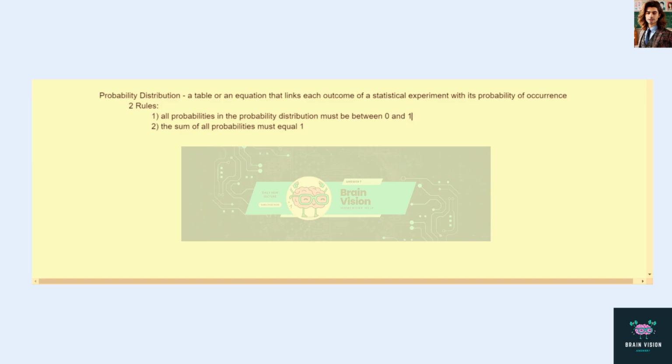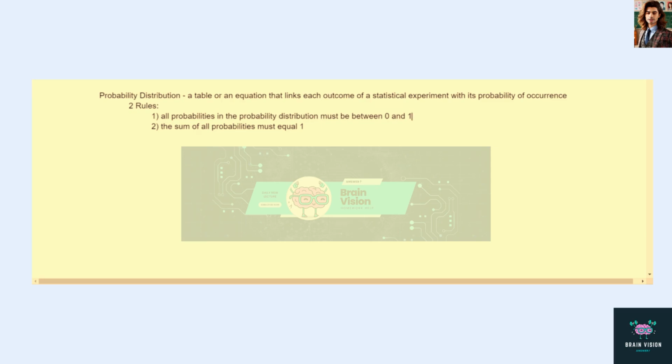1, all probabilities in the probability distribution must be between 0 and 1. We can't have any negative probabilities and no probabilities greater than 1 because, well, then it's not a probability anymore. And number 2, the sum of all the probabilities must equal 1. If we have more or less than 1, then we're either accounting for some event more times than it actually occurs, or if it's less than 1, then we're missing some of our possible outcomes and we're just not including them.